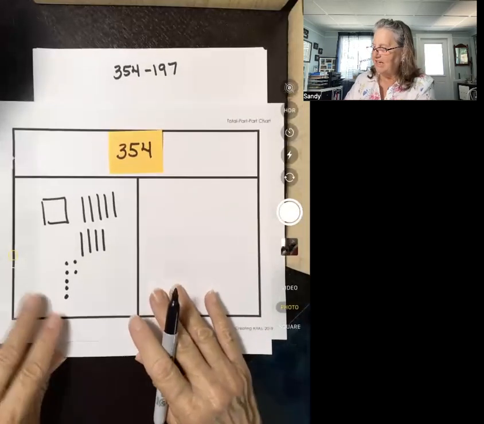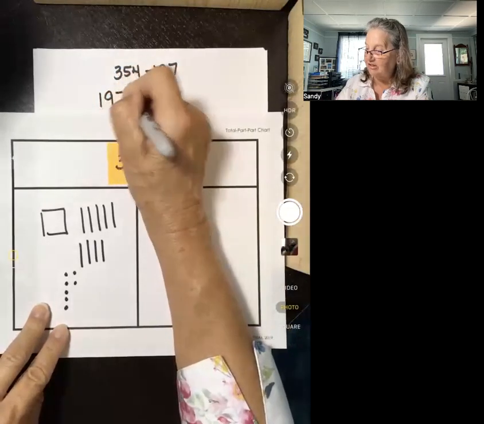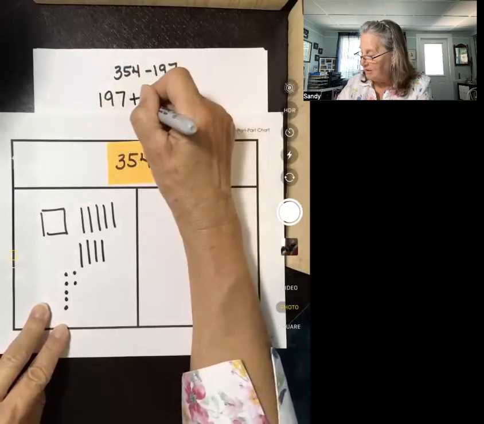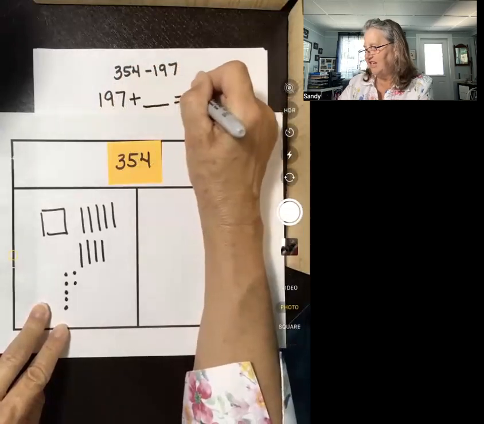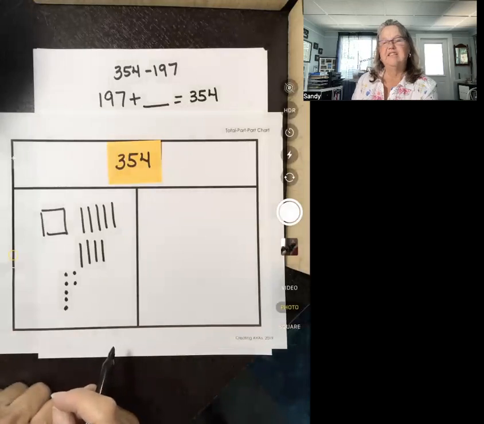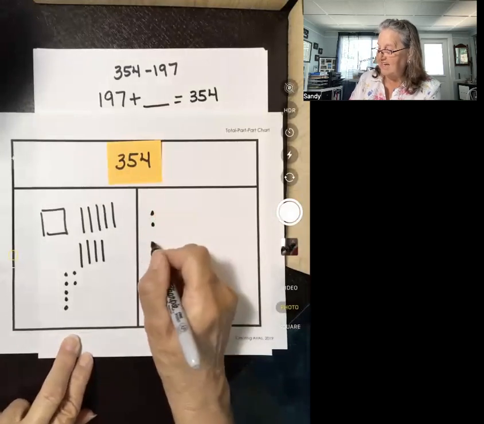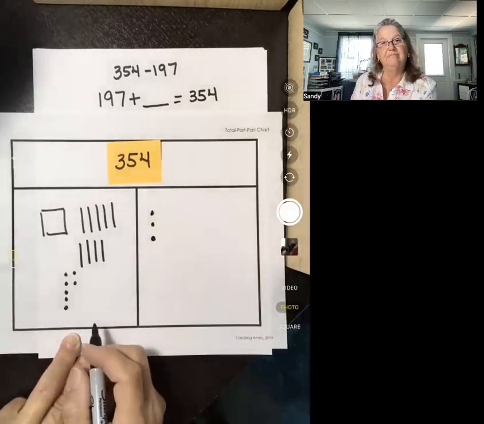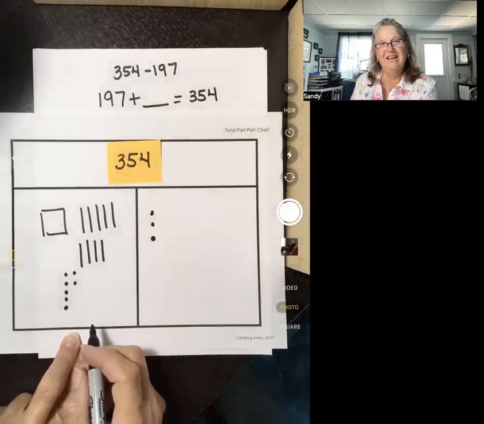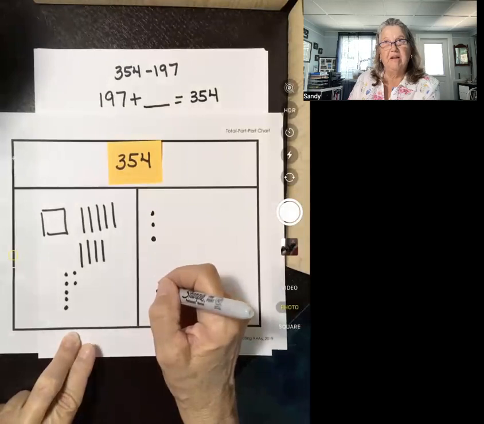See, what I'm doing is I'm using that comparison idea. I'm really using a missing add-in. How many more than 197 is 354? I'm going to count up to get to 354. So I have 197, 198, 199, 200. Okay. Now, I don't want them to keep going by ones, of course, but I'm at 200.